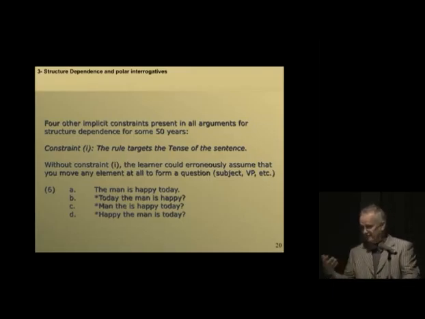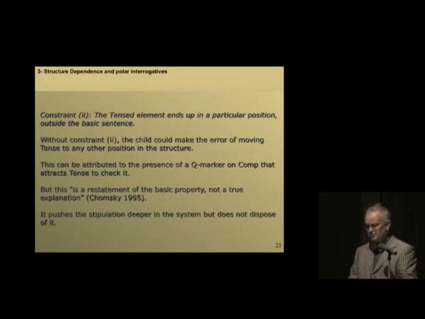Okay, you have a first occurrence where you see a movement produced a question. You say, oh, okay, if I move something, I get a question. No, it has to be a particular element. Why is that? The second constraint is that the tensed element ends up in a particular position outside of the basic sentence. Without this constraint, the child could make the error of moving tense to any other position in the structure. Why does it go to that position?